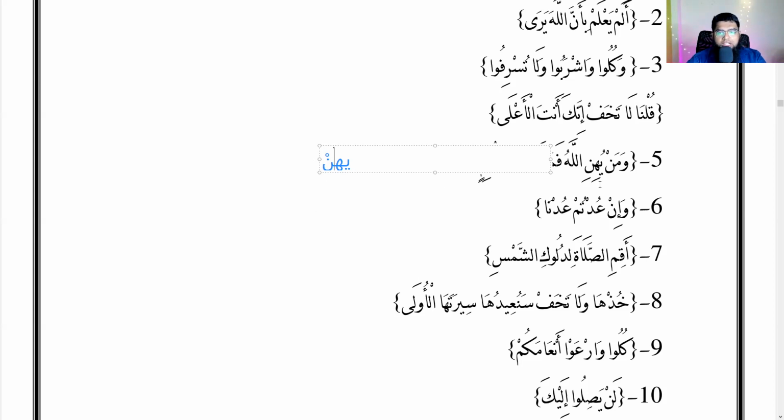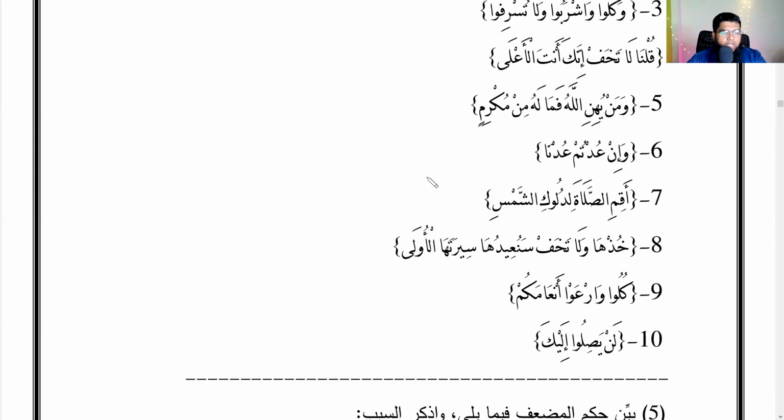Yuhin. And why did it get a kasra? Because for joining sake, no? Yuhin, and then you join it with a kasra. Yuhinillahu. Wa in udtum udna. And if you return, we will return. So ada yaudu, again ajwaf rule. Ajwaf, because the lam kalima got a sukun, it got deleted.